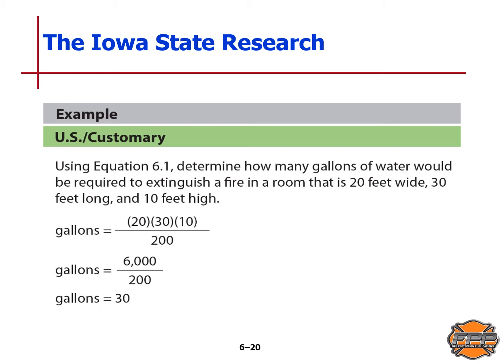So gallons equals 6,000 divided by 200, so you need 30 gallons to extinguish a fire in a room that is 20 by 30 by 10, or 6,000 cubic feet.